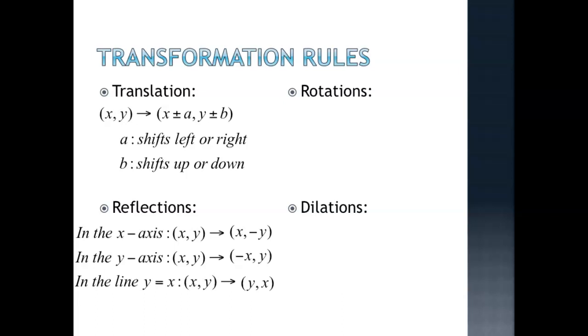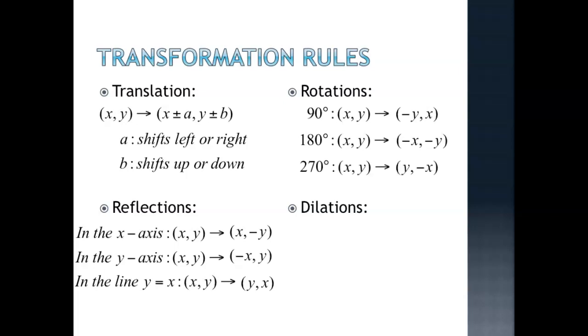Now for rotations. A 90-degree rotation means that x, y will become negative y, x. A 180-degree rotation means that both x and y become the opposite, so negative x, negative y. And for 270 degrees, x, y becomes y, negative x.